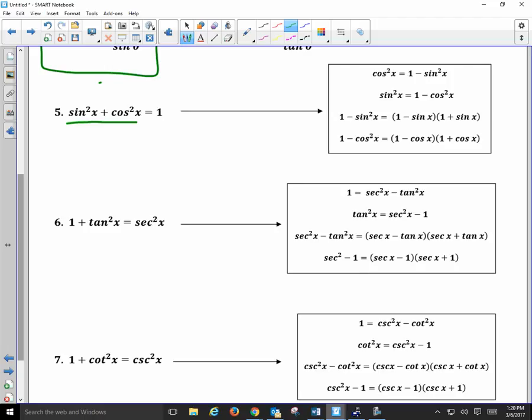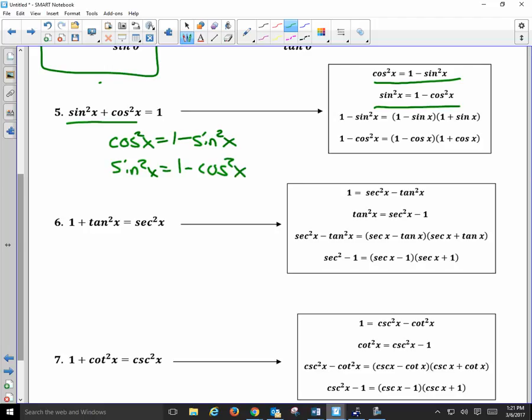For example, if I subtract sine squared from both sides, I would get cosine squared of x is equal to 1 minus sine squared. Right? As you notice, I write that formula right here. So cosine squared is also equal to 1 minus sine squared. If you subtract a cosine squared from both sides, you get sine squared is equal to 1 minus cosine squared.